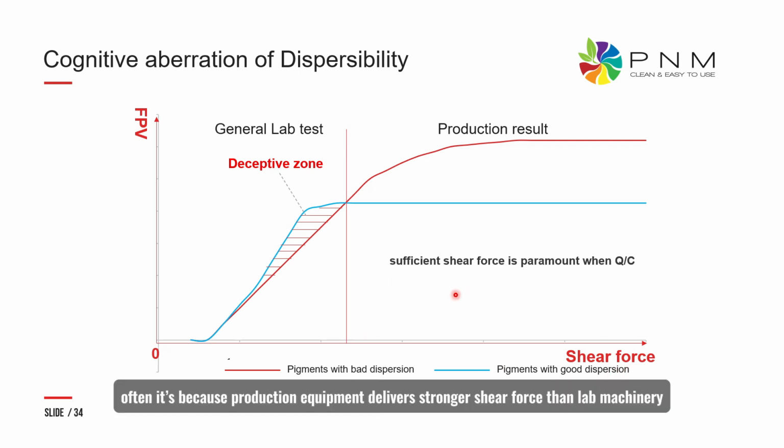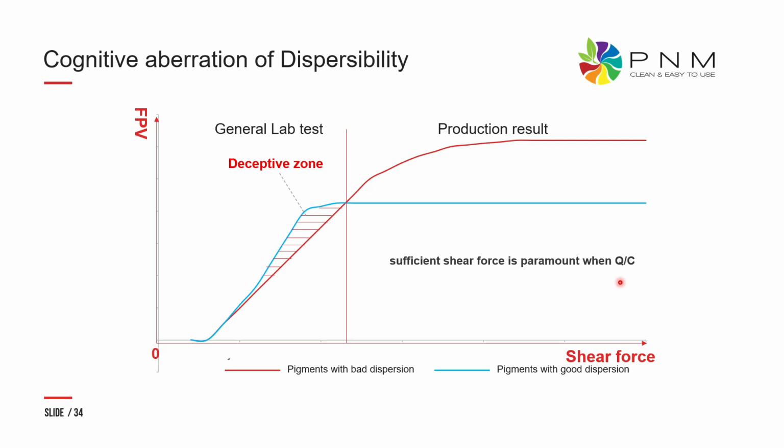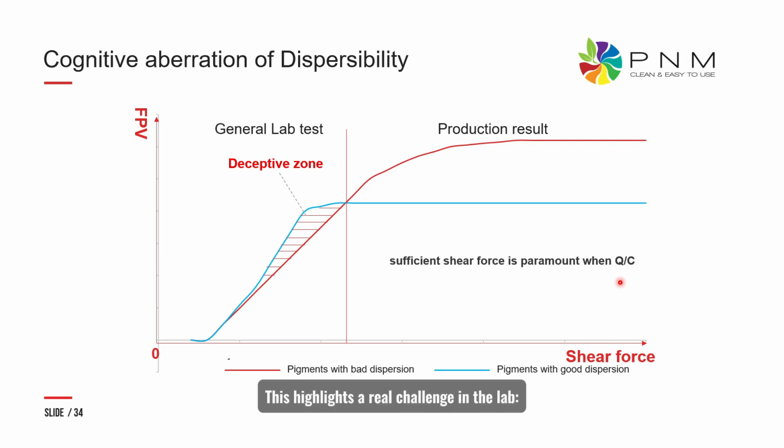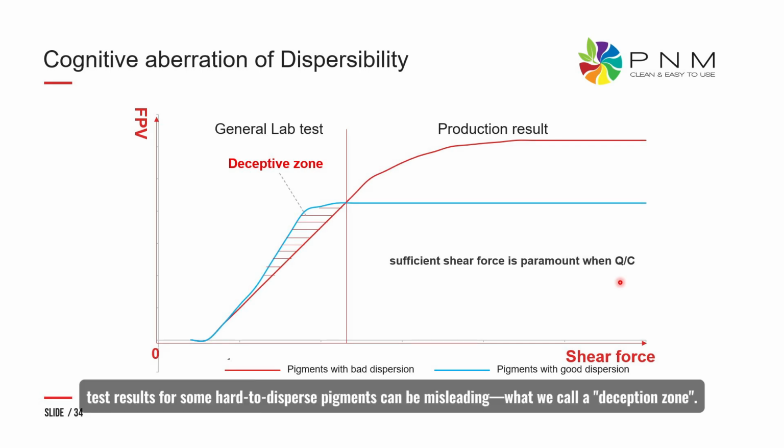Well, often it's because production equipment delivers stronger shear force than lab machinery. That extra shear during processing usually leads to better pigment dispersion. This highlights a real challenge in the lab. Due to equipment limitations, test results for some hard-to-disperse pigments can be misleading, what we call a deception zone.